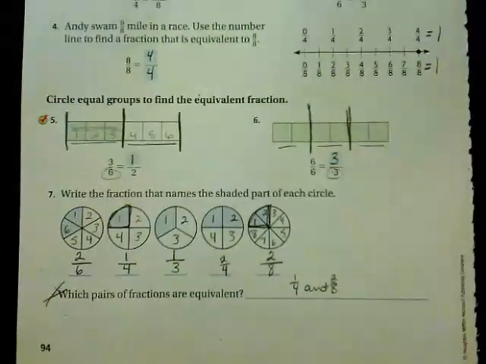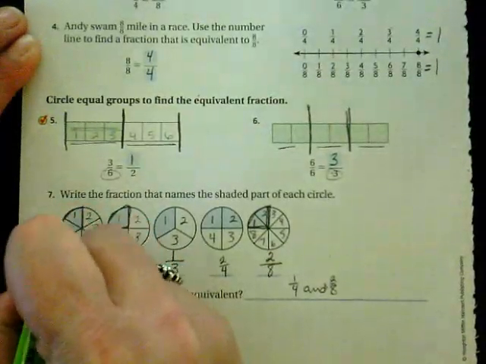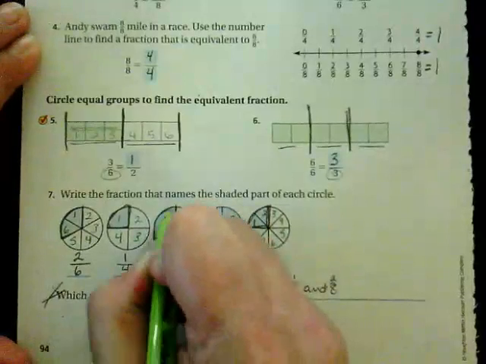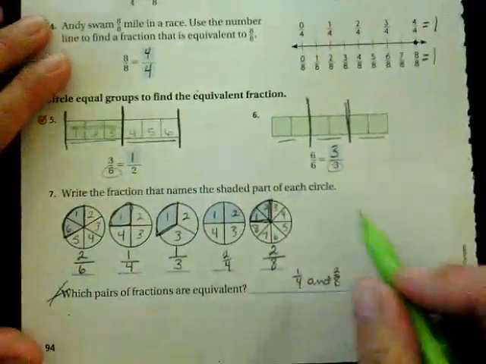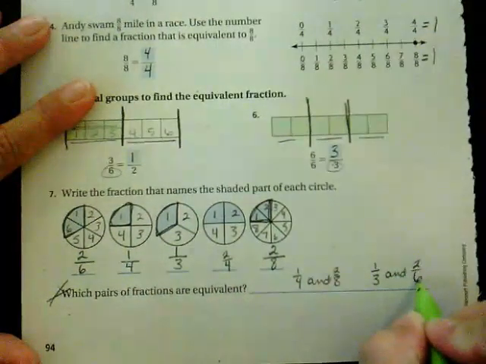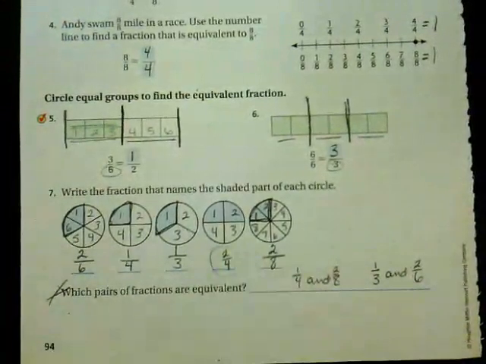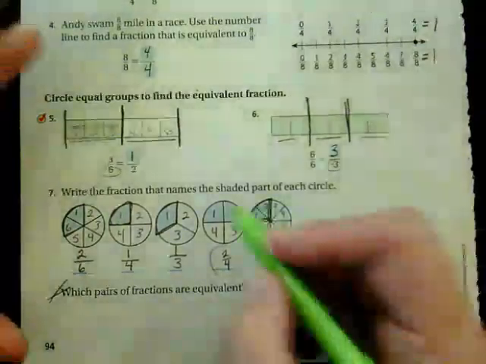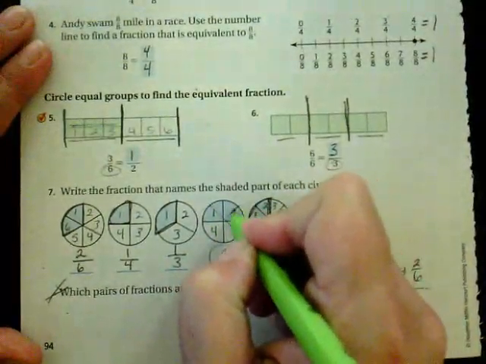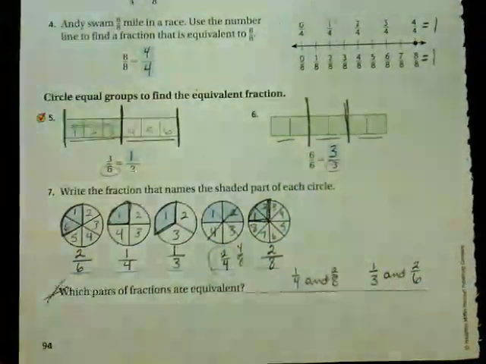Do I have anything else that's equivalent? I do. Look at this. 2/6 and 1/3. Those are the same shape. So 1/3 and 2/6 are equivalent. So the only one missing a partner is 2/4. What would be a good partner for 2/4? What if I divided this into eighths? 4/8 would be equivalent. Just saying.